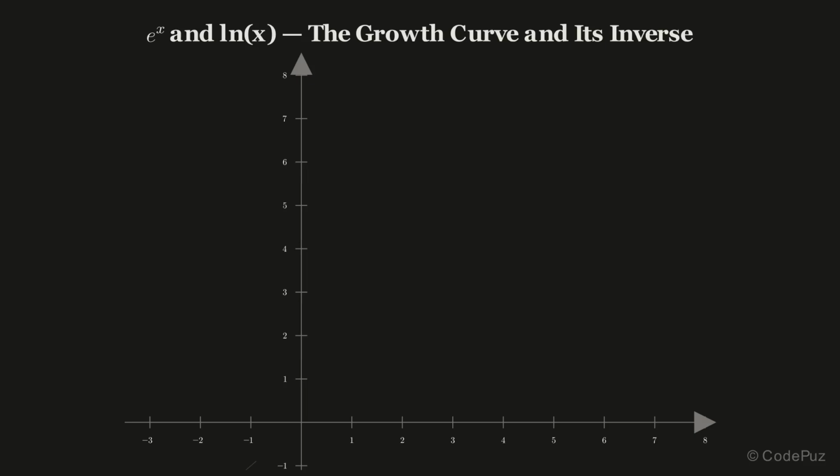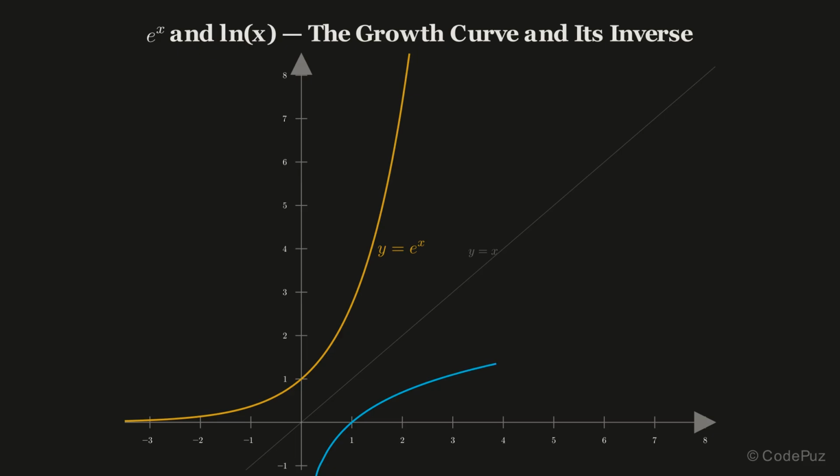Let us draw both curves on the same axis. First, the dashed line y equals x, which will act as our mirror. Here is e to the power of x in gold. It rises steeply. This is the exponential. It tells you how large the population is after time x. And here is ln of x in teal. Notice it is the exact mirror image of e to the x, reflected across the line y equals x. They are the same relationship, read in opposite directions.